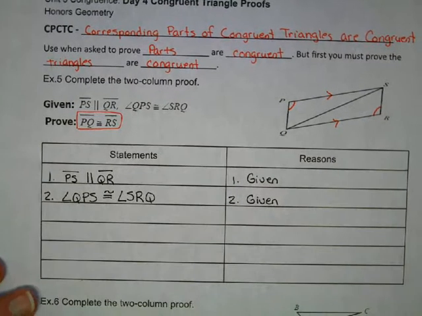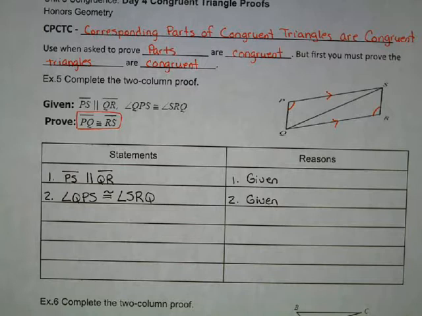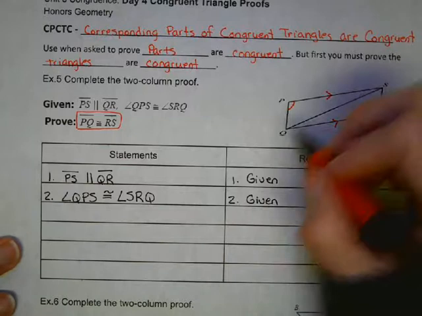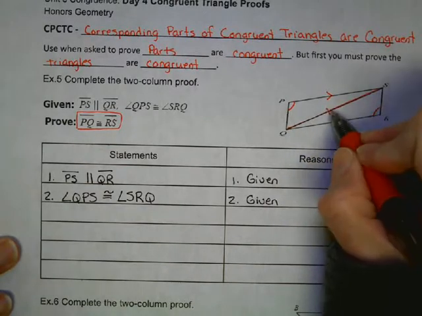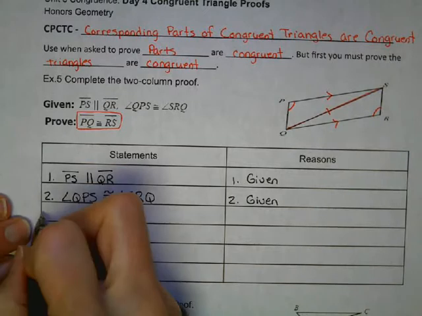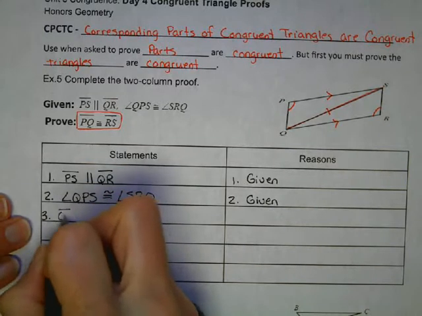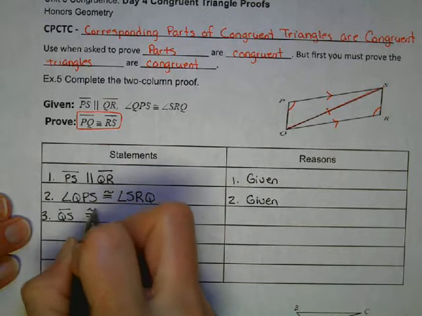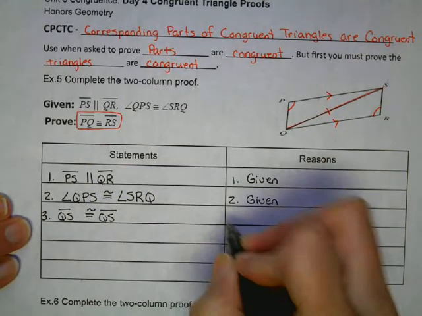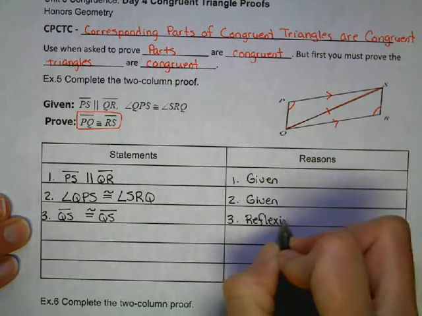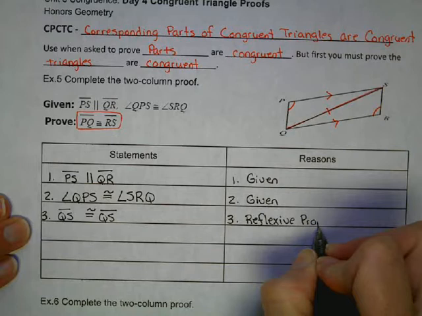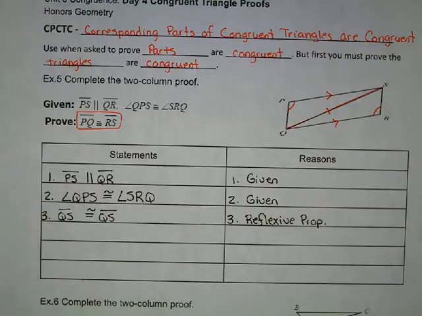So what else can we assume even though it's not marked? One of the things, when you're looking at these two triangles in the picture, we can assume that the side that they share is going to be congruent. Okay, we know that's congruent to itself. So I'm going to say QS is congruent to QS. Anything that's congruent to itself, or a shared side, is called reflexive property. So I still only have one angle and one side. And it's not a 90-degree angle, so it can't be hypotenuse leg.